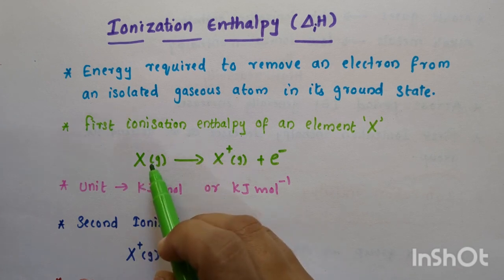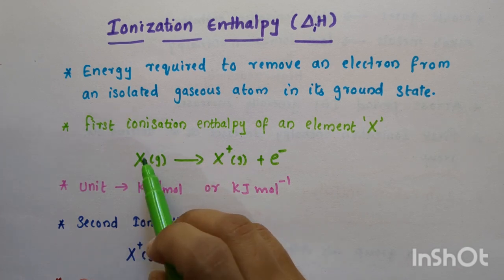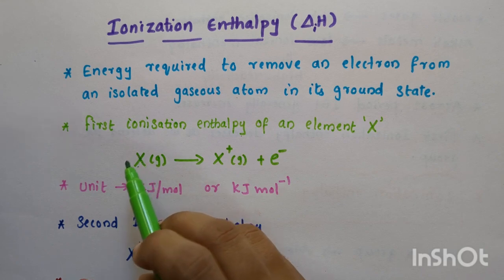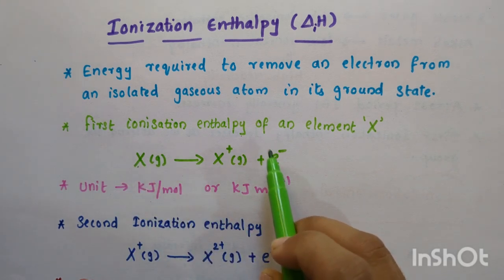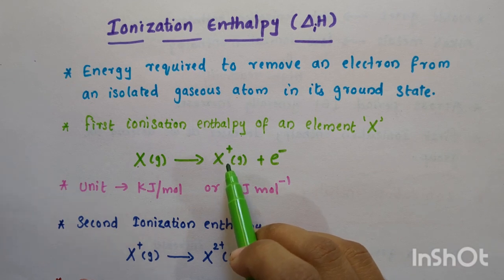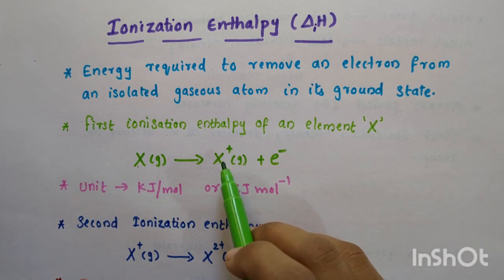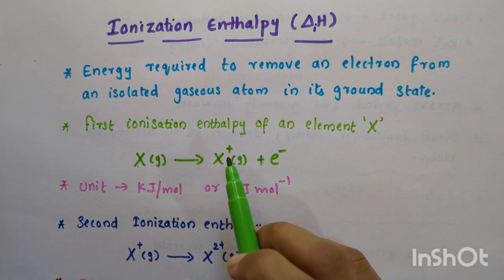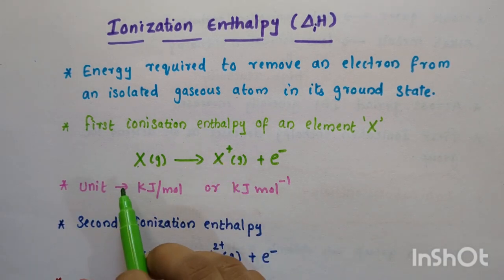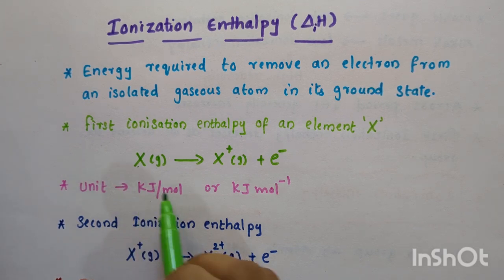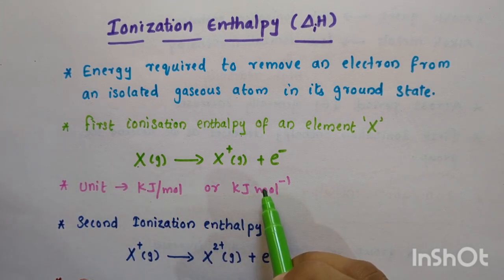In this equation, X is any element or atom, in its gaseous state. This element loses one electron to form a cation or a positive ion. The energy required for this process is the first ionization enthalpy. The unit of ionization enthalpy is kilojoule per mole, or kilojoule mole raised to minus 1.